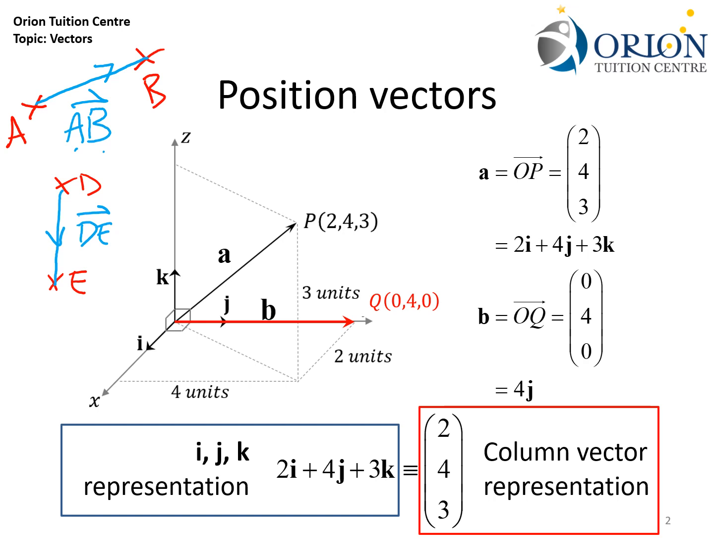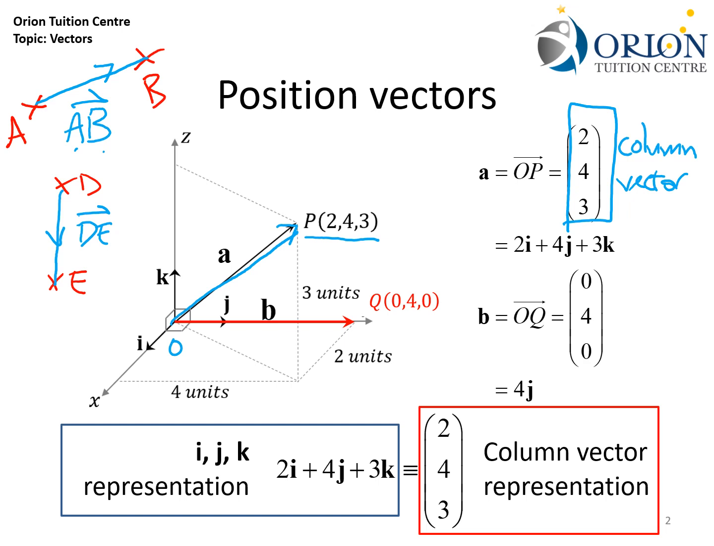If a vector starts from the origin, then the vector is called the position vector of a point, since it brings us from the origin to the position of the point of interest. For example, if we look at point P over here, which has coordinates of 2, 4, 3, we say that the position vector of point P, which is the vector OP, is written as 2, 4, 3. This is called a column vector form, and the three components over here refer to the X component, the Y component, and the Z component.